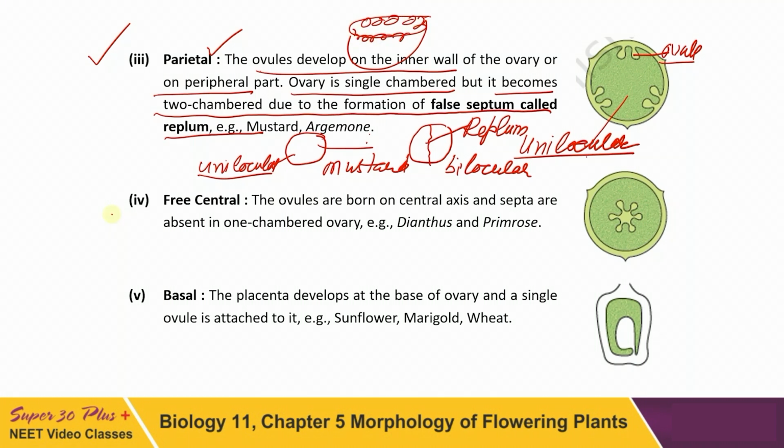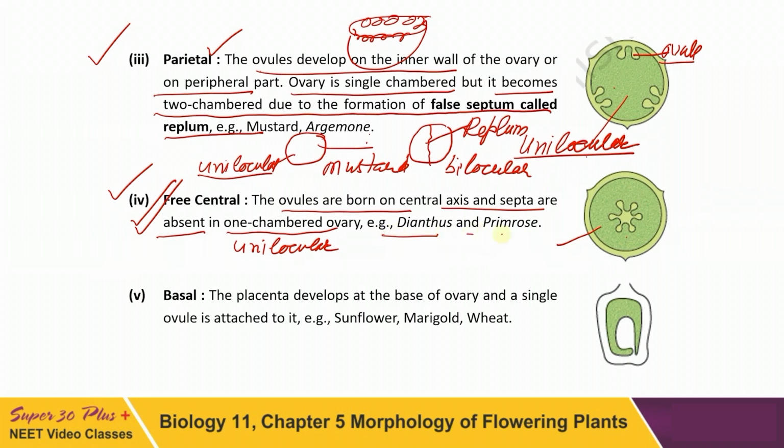Come to the next now, that is free central. Ovules are borne on the central axis and septa are absent. Here also the ovary is one chambered, unilocular. This is a very important one, it has come many times in examination. This is also unilocular, as is found in case of dianthus and in case of primrose. This is a very important one you have to remember. This is found in the family, what is this?